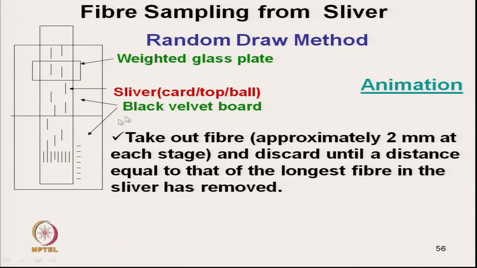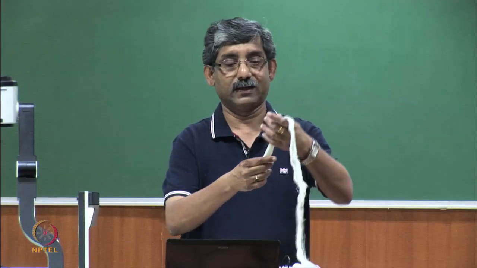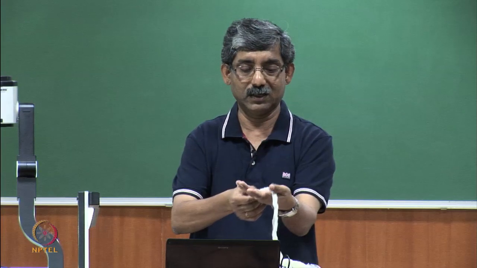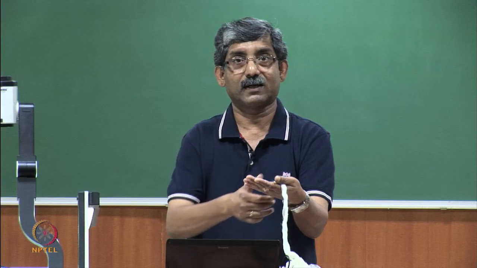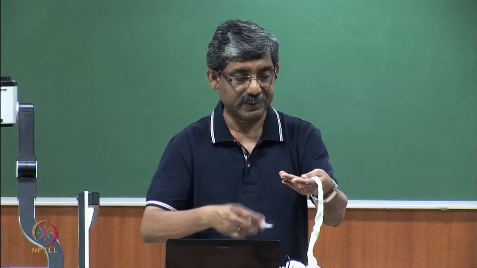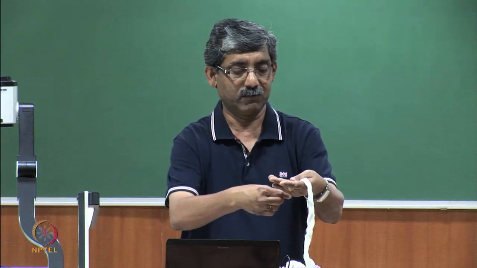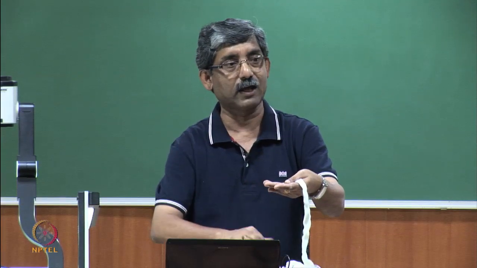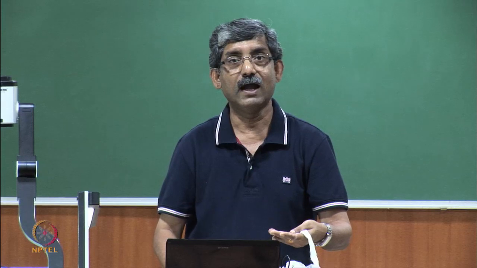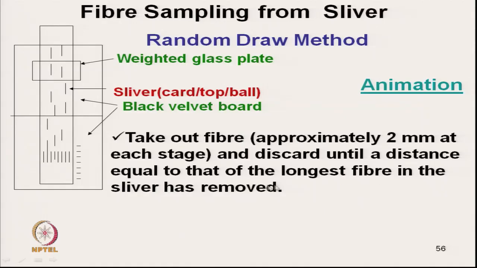Now, what do we have to do? We have to take out some fiber ends. Suppose the sliver is placed on the black velvet pad. We have to take approximately 2 millimeter of fiber at each stage. At each stage we will keep on taking out fiber, gripping about 2 millimeter, until a distance equal to the longest fiber in the sliver has been removed.